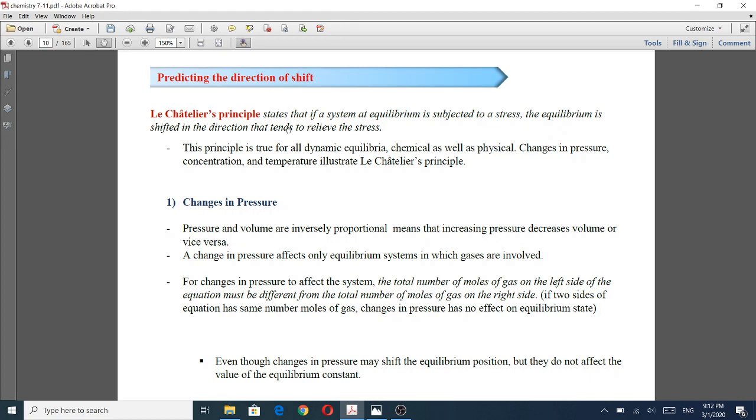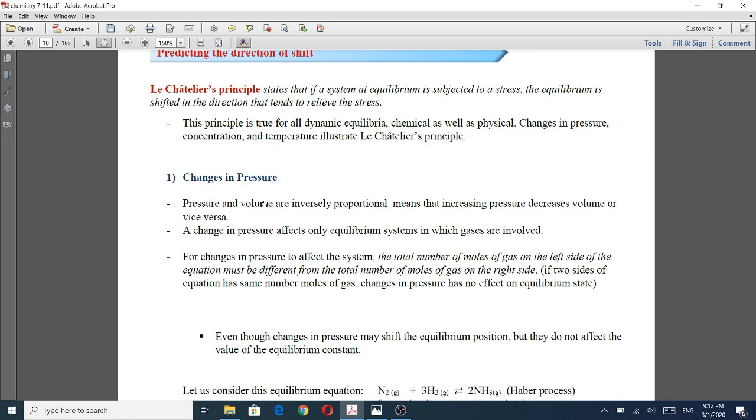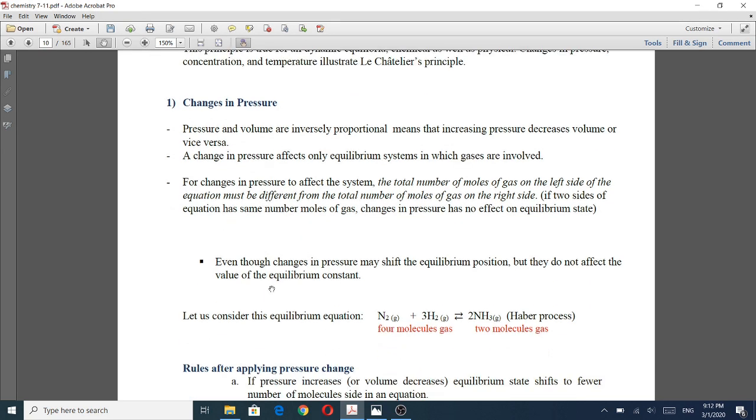First of all, it's changes in pressure. When we talk about change in pressure, we can talk about change in volume as well, especially for gases. Pressure and volume are inversely proportional. For example, if you increase volume, you are decreasing pressure, or vice versa. By decreasing volume, you are increasing the pressure of a gas system. As we said before, this only affects systems which contain gases.